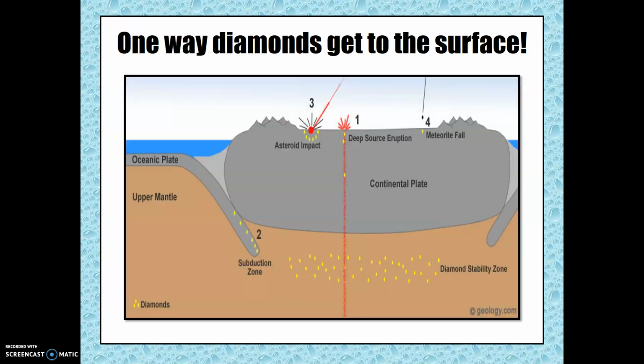Another neat thing is that this can actually help diamonds get up to the surface. When these plates go under and over each other, it can bring those diamonds up to the surface. Sometimes you get diamonds from asteroids hitting the Earth, or if the pressure down here gets really high, they can shoot up towards the surface, but the density of the plates is causing them to come up when we have these earthquakes.